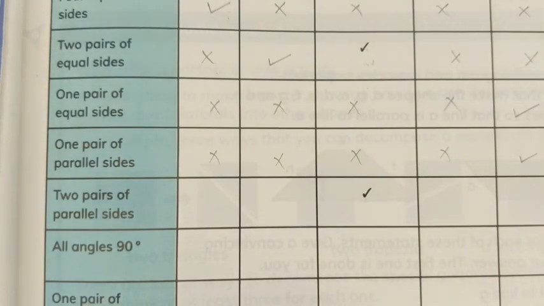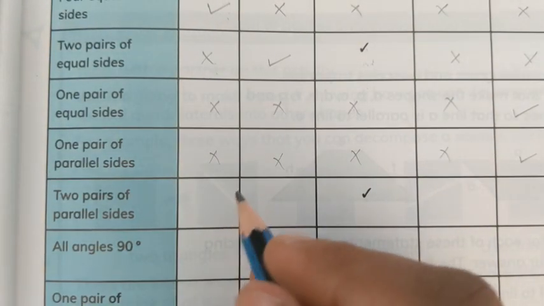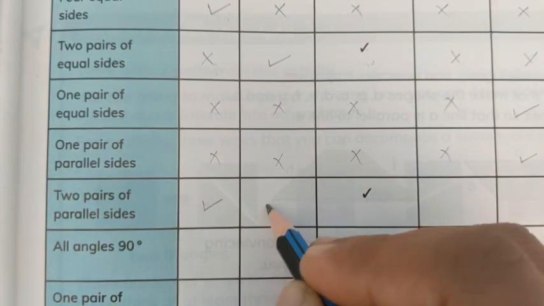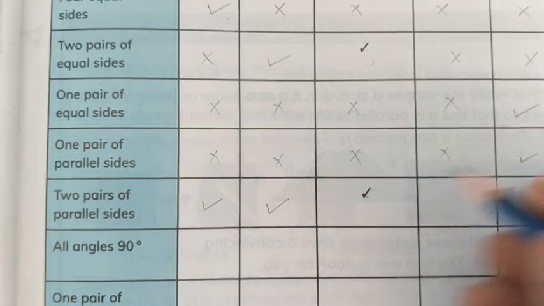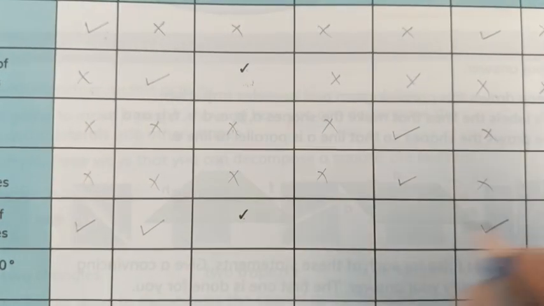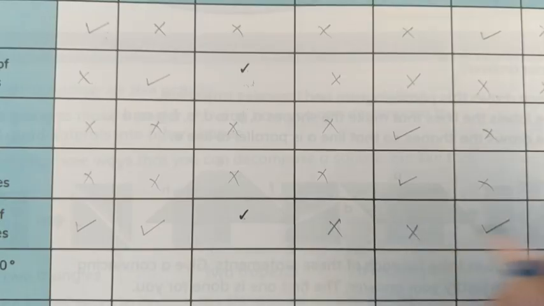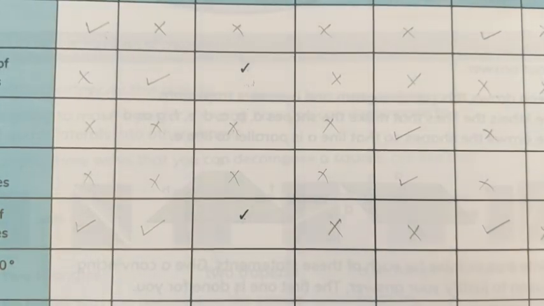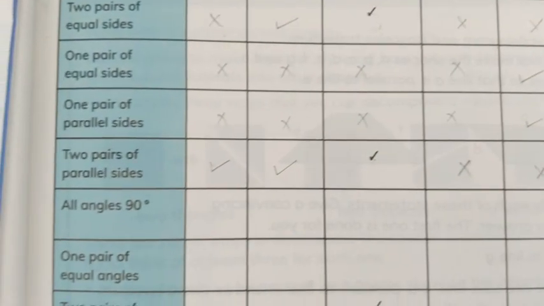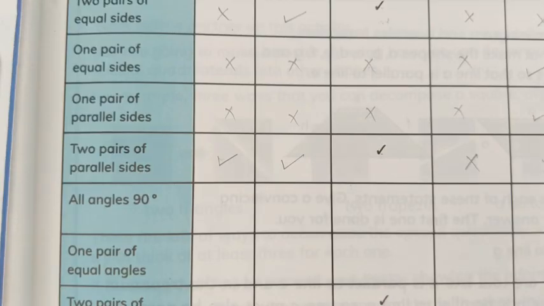Okay, so we can say that we have two pairs of parallel sides in a square, in a rectangle, in a parallelogram, and in a rhombus. Not in a trapezium, nor in an isosceles trapezium or a kite. Okay, next we have all angles 90 degrees.